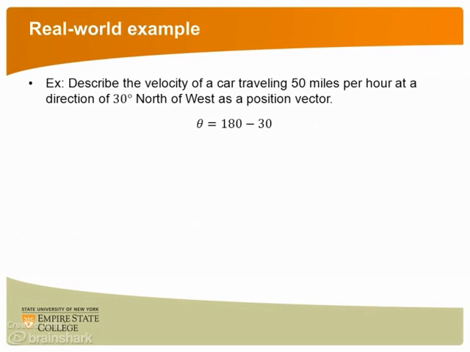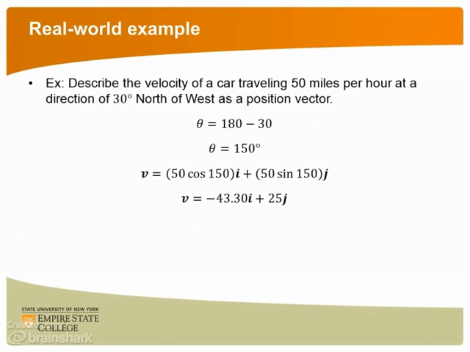First, we have to redefine our angle. North of west means that we are in the second quadrant, so we subtract the given angle from 180. This means our direction angle theta is 150 degrees. Now we can plug our information into the formula. This gives us the position vector v equal to negative 43.3i plus 25j.